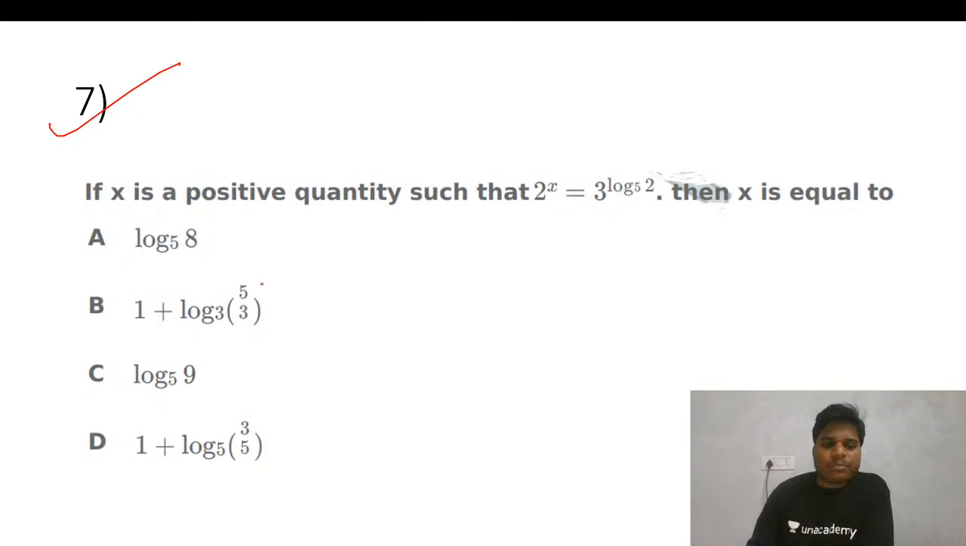So this is your base 3, 5 by 3, and this is your 3 by 5, base 5, and base 5, 8, 5. So this is given, you need to find the value of x. This is also 2018 maybe.